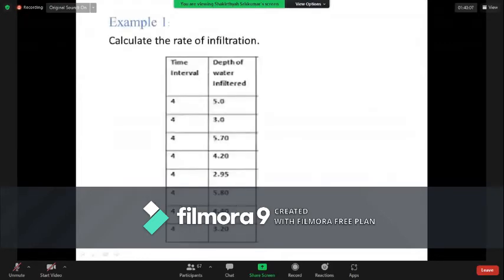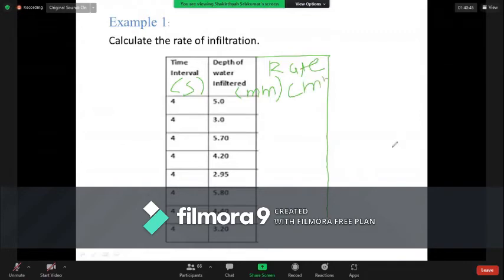Okay, let's move to example 1. Calculate the rate of infiltration. Please quickly write down this. This is the time interval, and this column is the depth of water infiltrated. The time interval is in seconds. The water infiltrated is in millimeters. Then the rate of infiltration, so it's millimeter per second.